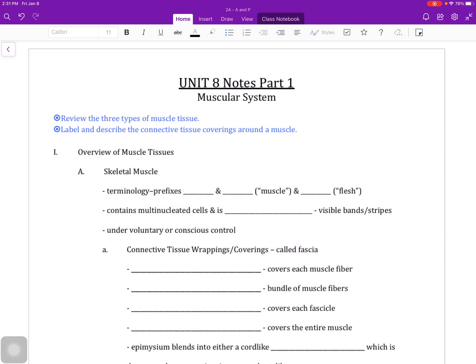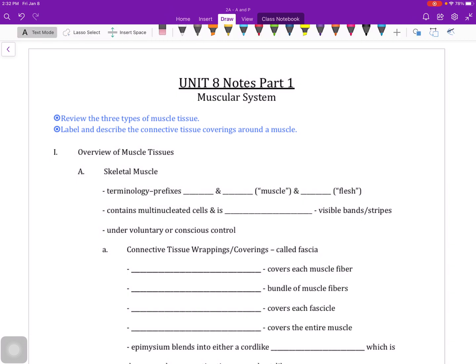All right, so the first thing we're going to look at is an overview of muscle tissues. Our first one is skeletal muscle. And we go back to some of our medical terminology and we look at some prefixes. For the word muscle, we have 2 prefixes that we're going to use: myo, and mys, pronounced meese or mice. And for the root word flesh, we're going to use the word sarco.